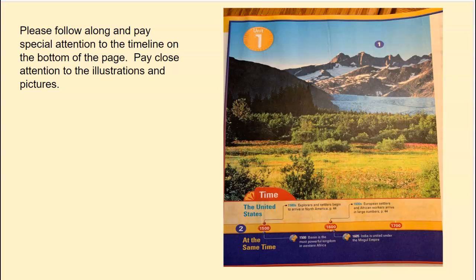On 1500 at the top, in the United States, at the top in blue, we have explorers and settlers begin to arrive in North America. Now, this is very important. Pay close attention to the information in this timeline, because at the end of the slideshow, there is a slide that has a link on it to a Google form. You can refer back to this slideshow, but you need to know this information to be able to be successful on the Google form. So pay close attention.